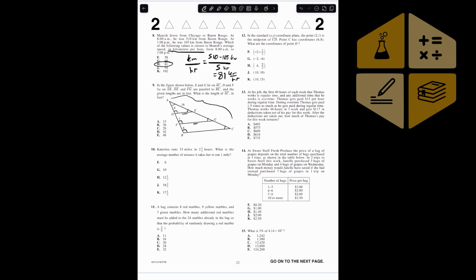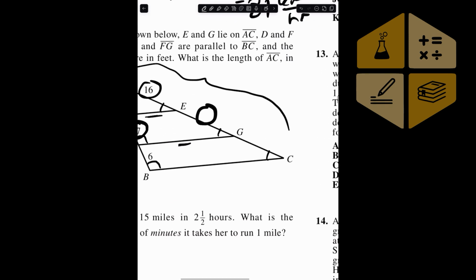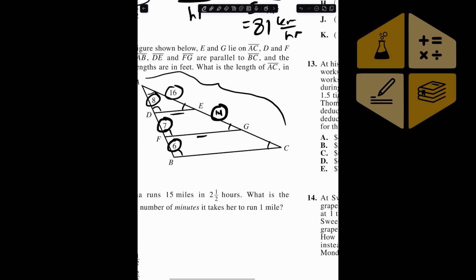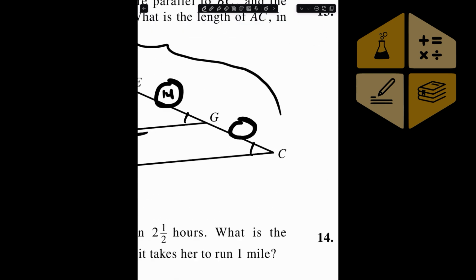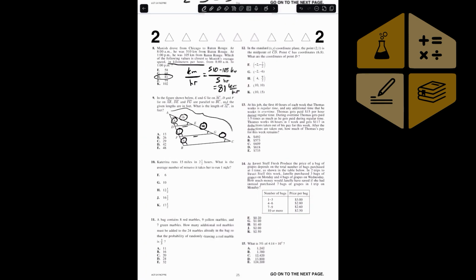So as 8 is to 16, in other words, it's half the size, so too 7 is to this part over here. So if 8 is half of 16, 7 is half of 14. And then as 6 is to this over here, 6 is going to be half, of course, of 12. And now we know all three of those segments, we can add them up to figure out what the length of AC is. So 16 plus 14 is 30. 30 plus 12 is 42. That's how we know number 9 is D, 42.